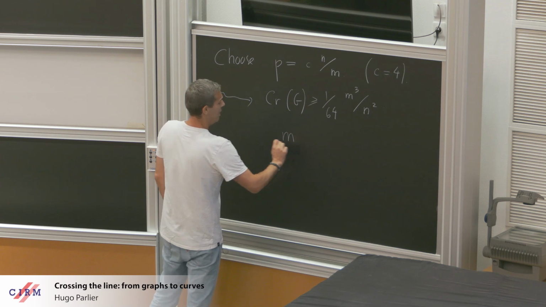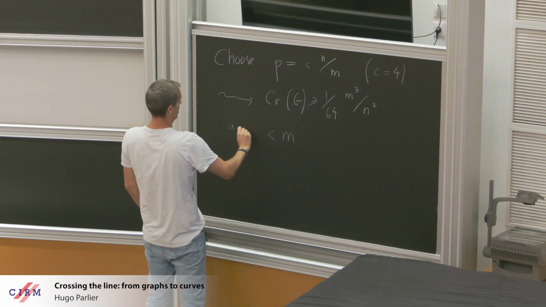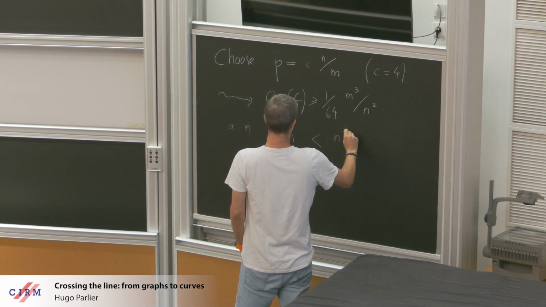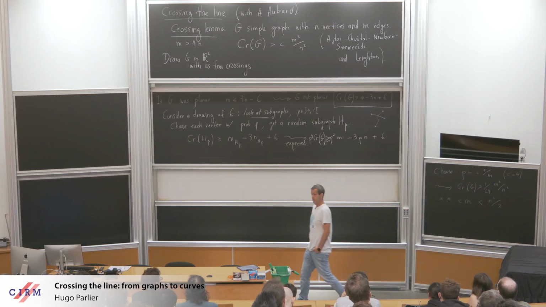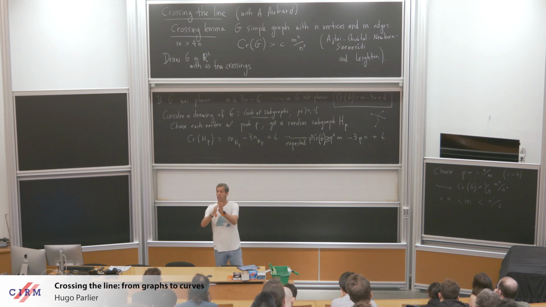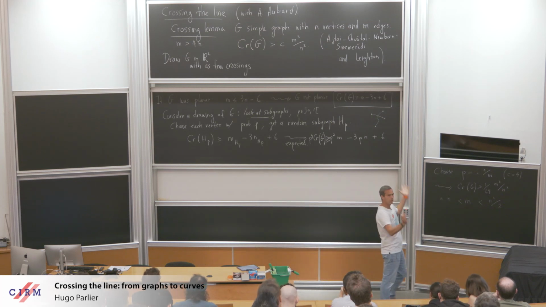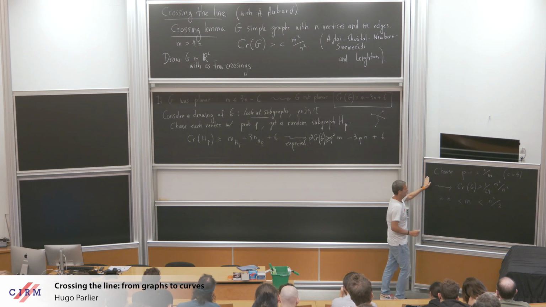So the m has to be greater than, as we pointed out, some constant times n for this or any type of inequality like this, but it also has to be less than n squared divided by 2, because it's a simple graph. So this inequality only works for certain regimes of m compared to n. Once you have n, you can't let m go to infinity for fixed n. All right, so that's one thing.